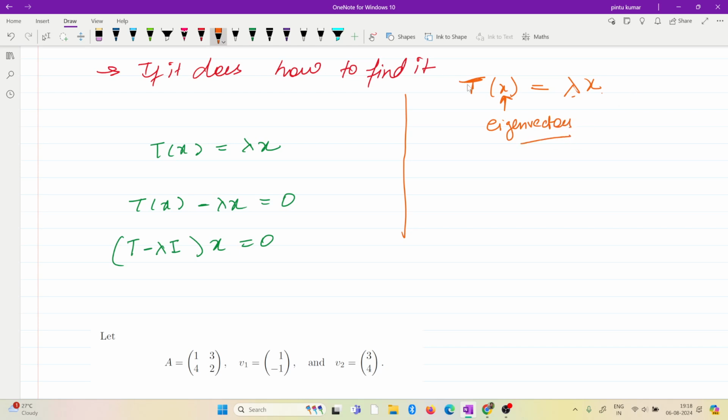This is a very simple definition: if you have an x such that T of x is equal to lambda times x, then that x is called an eigenvector, and this lambda is called the corresponding eigenvalue. So this is the eigenvalue for this particular x, and this eigenvector is for this particular eigenvalue.